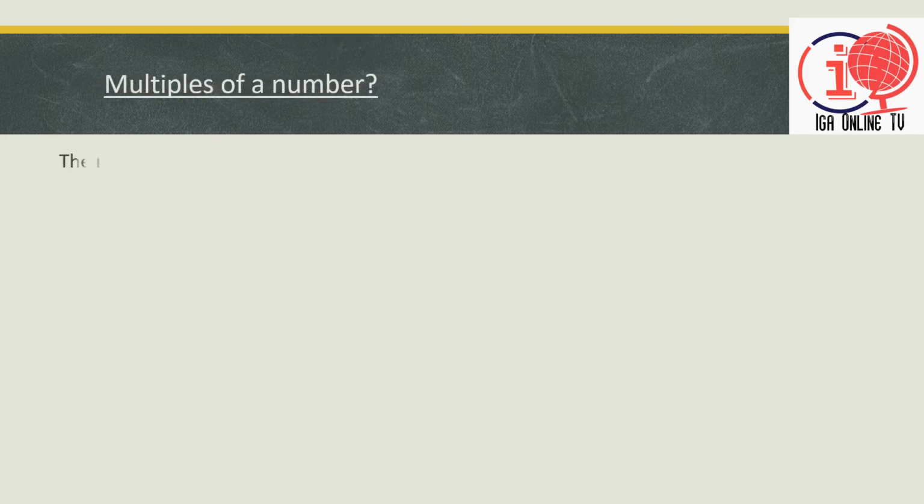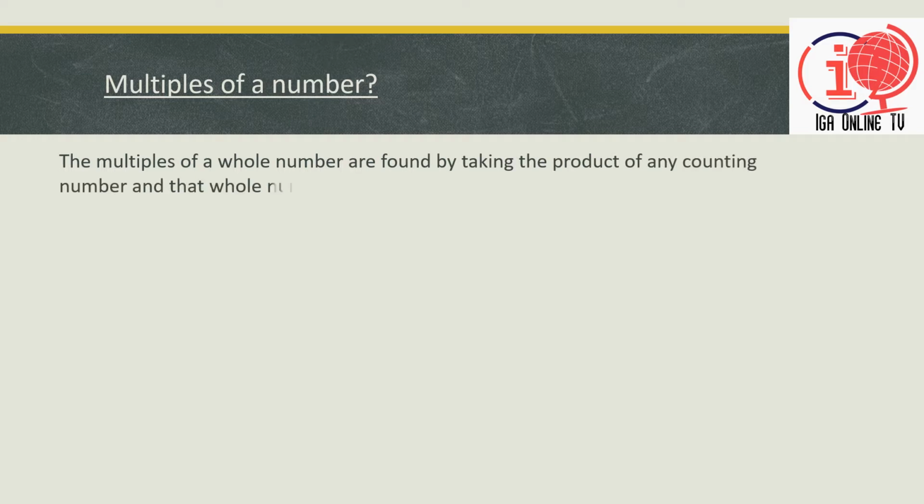Multiples of a number are found by taking the product of any counting number and that whole number. You take a given number and keep multiplying it by a counting number: 1, 2, 3, 4, 5, 6 and so on. The result of that multiplication, or the product, is what you call a multiple of a number. Let's have an example here.